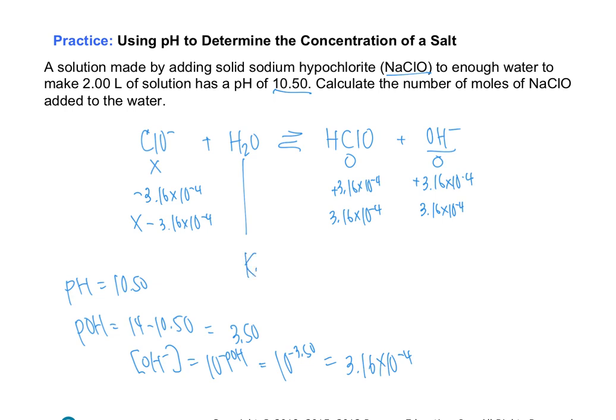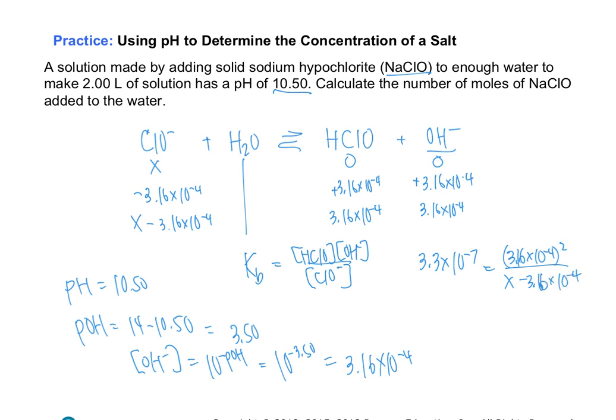So let's just write the Kb expression. We have hypochlorous acid times hydroxide over hypochlorite. And that Kb, if we look on the chart, is 3.3 times 10 to the negative 7. We'll have that equals 3.16 times 10 to the negative 4, and we'll be squaring those, over x minus 3.16 times 10 to the negative 4.